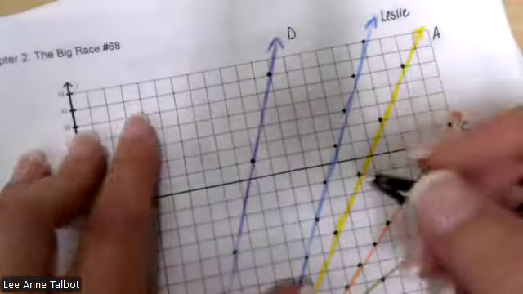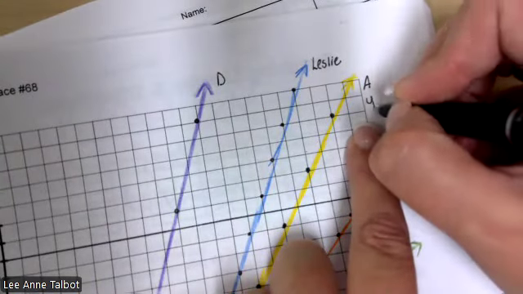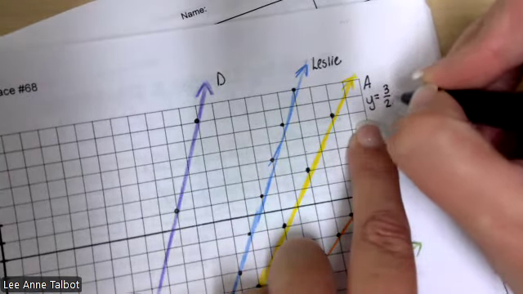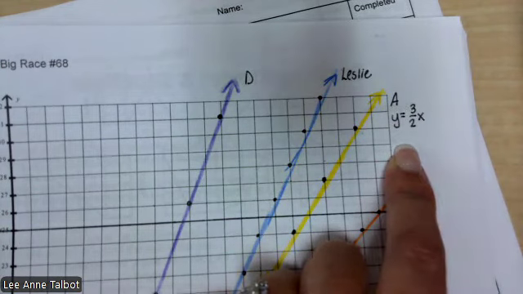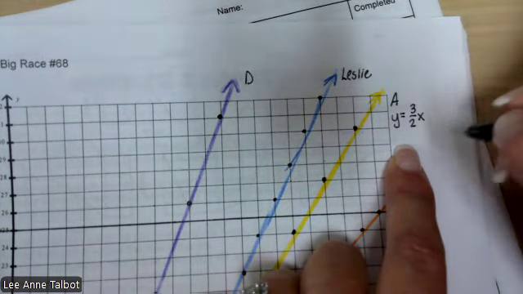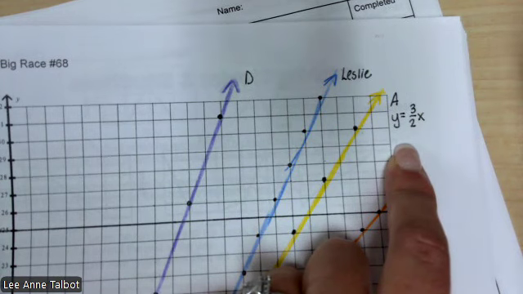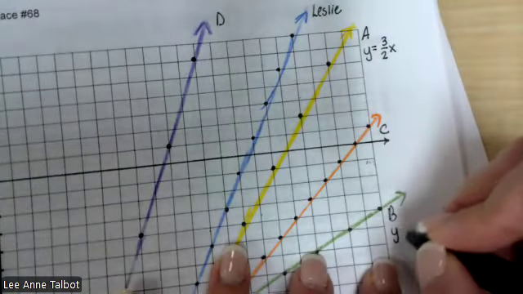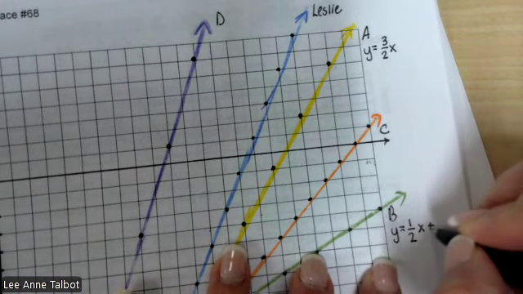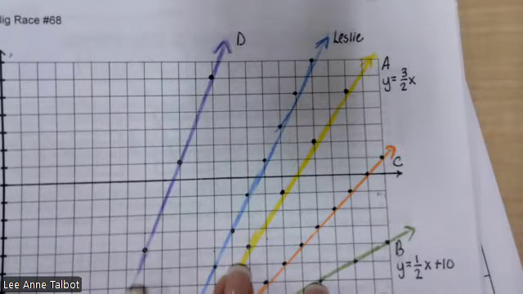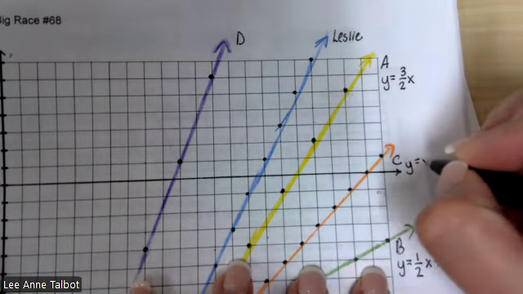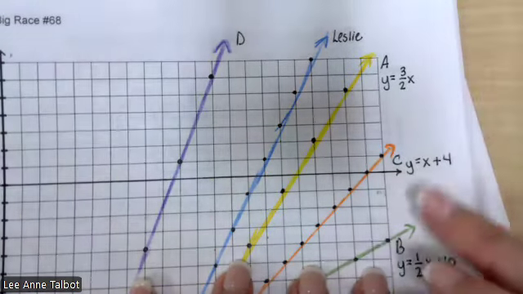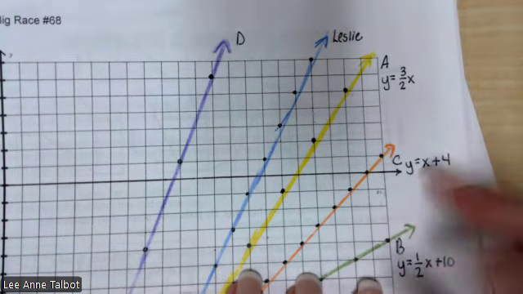Oh, wait, hold on. We have to do other stuff. So check your equations. Rider A is y equals 3 over 2x. And you can put plus 0 if you want. Rider B is y equals 1 over 2x plus 10. Rider C is y equals x plus 4. And you might have 1x plus 4 here. That's fine.